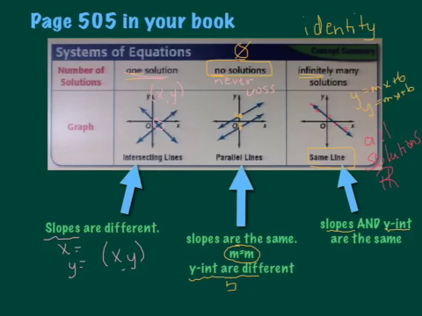So all XY ordered pairs from one graph would be the same for the other graph. So you've got all solutions. This is called an identity, infinitely many solutions.